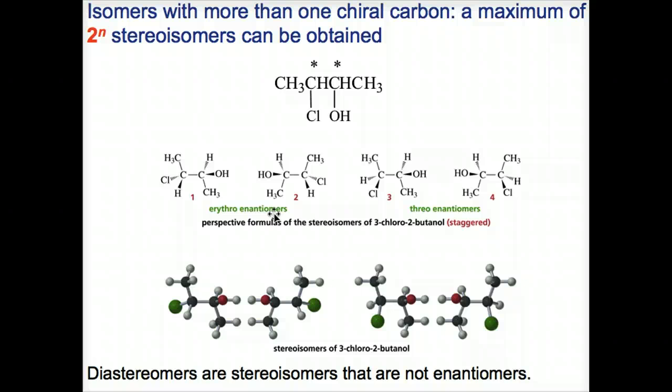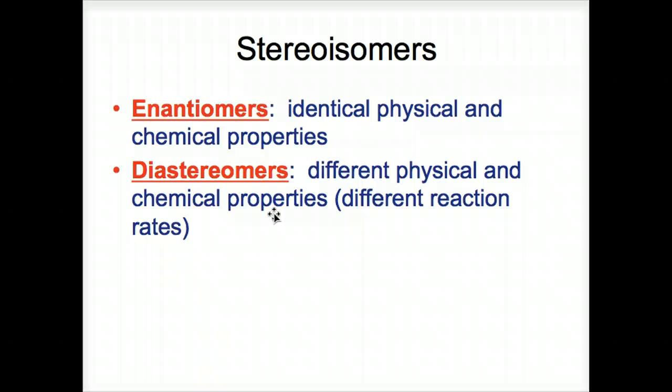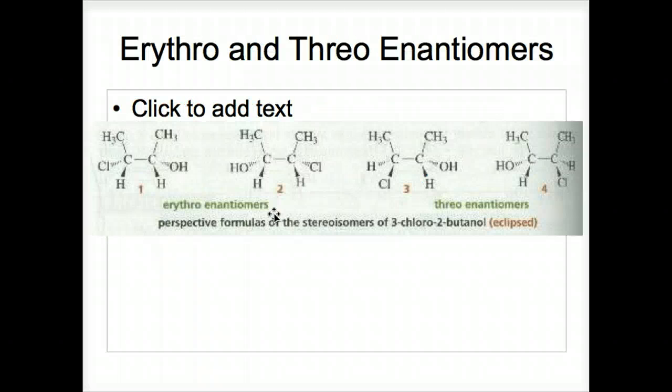So let's look further at this definition of stereoisomers and look at them as enantiomers or diastereomers. Enantiomers, as you remember, have identical physical and chemical properties. Diastereomers have different physical and chemical properties, different chemical reaction rates. And back to erythro and threo. These are two general terms.